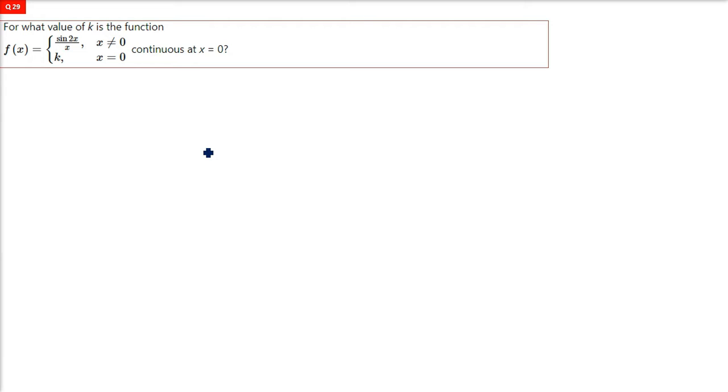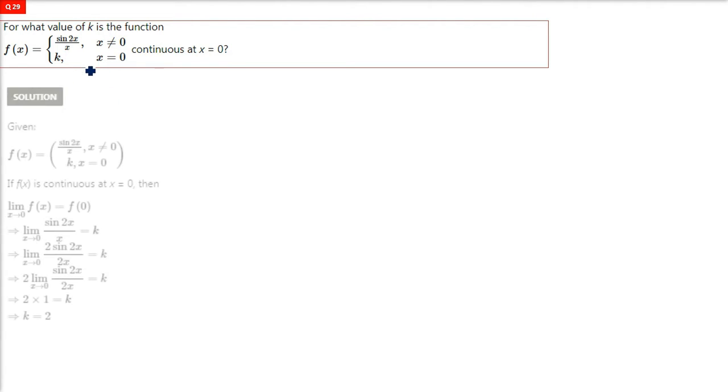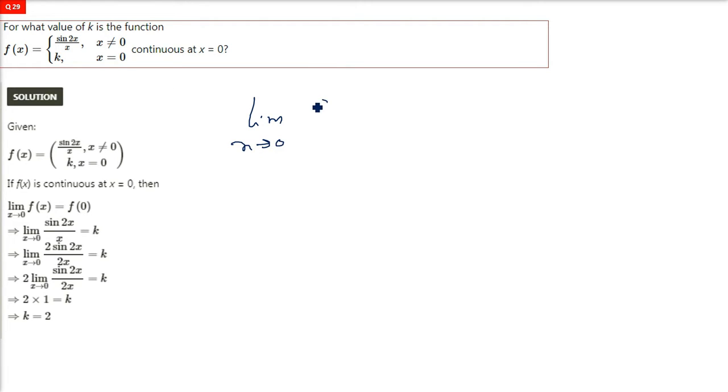For what value of k is the function this continuous at x equals 0? So this is sine 2x by x. Just make it as sine 2x by 2x. Take the limit, equate it to k. So I can easily foresee the answer. It is 2. How? Because I'm just taking the limit, and you just have to do like this, sine 2x, and x is there. So it has to be equal to the value of the function at x equals 0, which is k in this case.